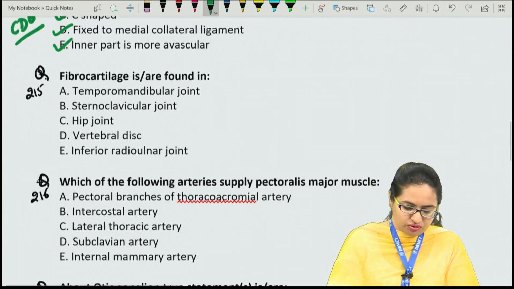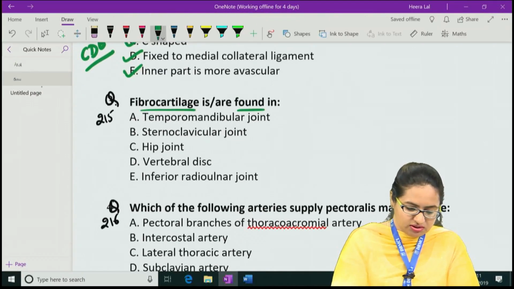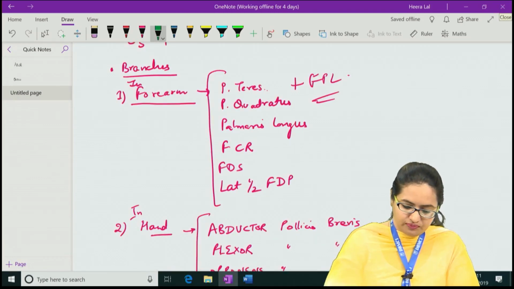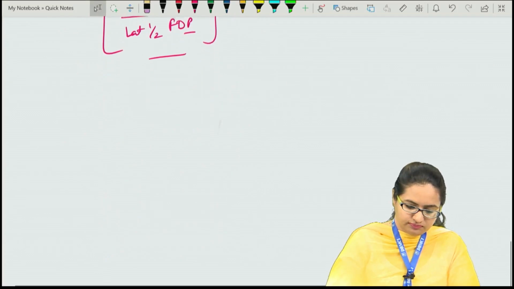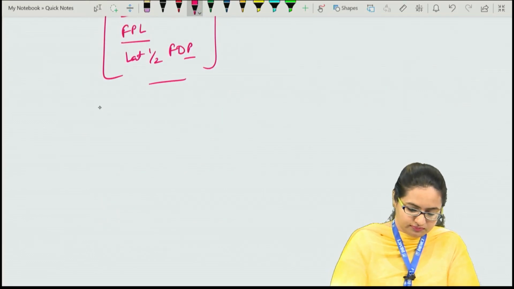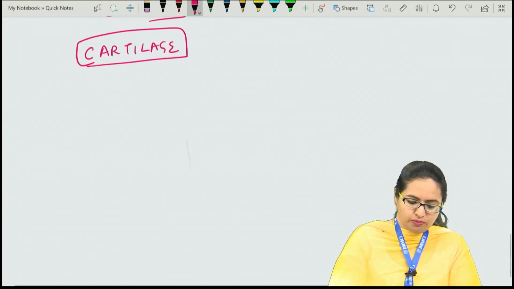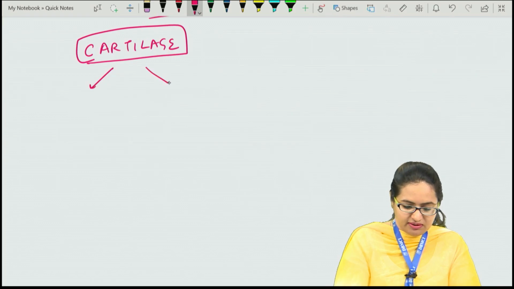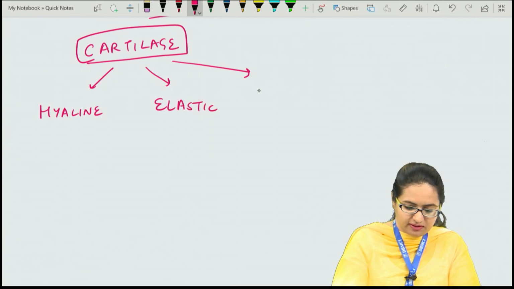The next question, question number 215, says that fibrocartilage is found in. So we will just discuss the various locations of the cartilages. Now when we talk about cartilage, it is divided into three types: the hyaline cartilage, elastic cartilage and the fibrocartilage.